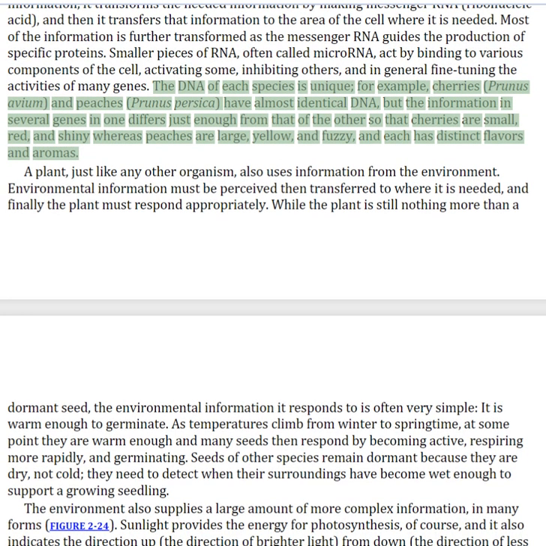The DNA of each species is unique. For example, cherries and peaches have almost identical DNA, but the information in several genes in one differs just enough from that of the other so that cherries are small, red, and shiny whereas peaches are large, yellow, and fuzzy, and each has distinct flavors and aromas.